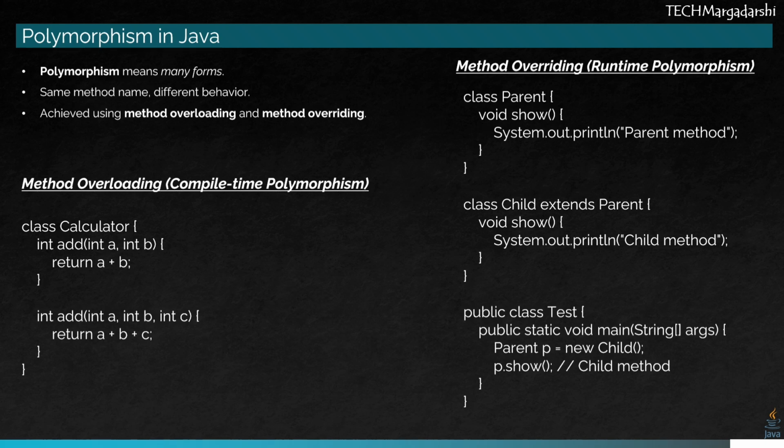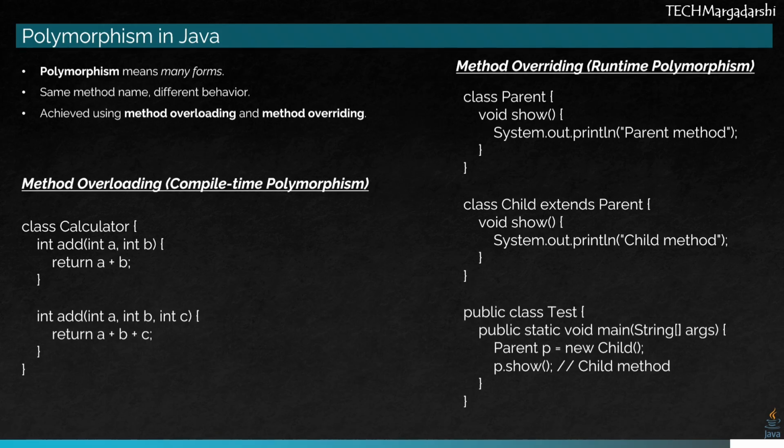The Java compiler decides which method to call at compile time. So this is called compile time polymorphism. This helps us write cleaner code and avoid creating multiple method names for similar operations. Method overriding, runtime polymorphism. Now let's understand method overriding.